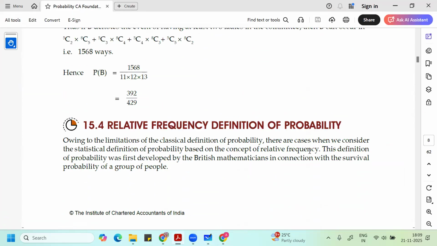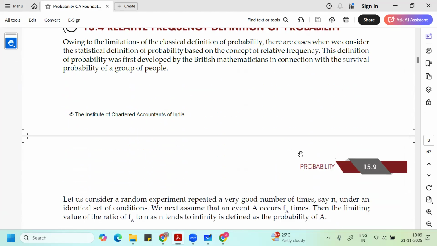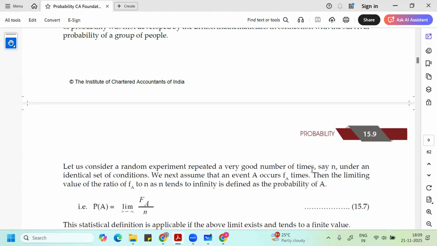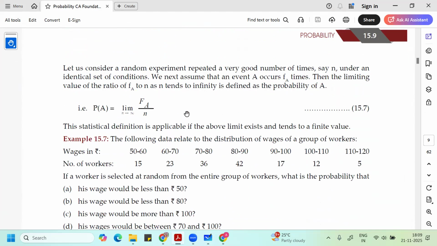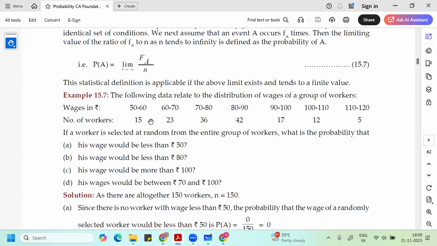Okay. Relative frequency definition of probability. Just go through these definitions. You have already done class intervals and frequencies in statistics, so you might get questions like this. Here wages are given in class intervals: 50 to 60, 60 to 70, 70 to 80, 80 to 90, 90 to 100, 110.